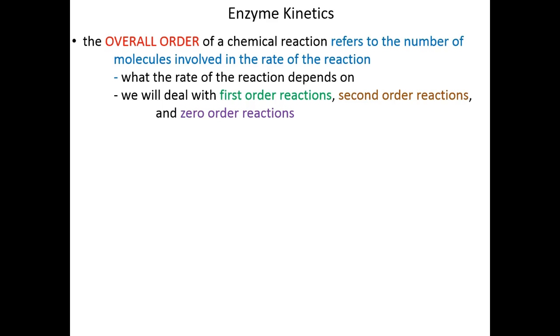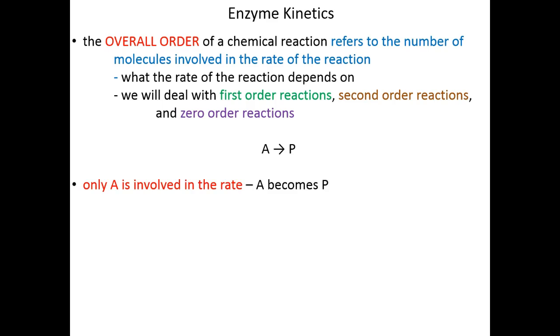We'll deal here in this course with first-order reactions, second-order reactions, and zero-order reactions. Do know that there are third, fourth, fifth-order reactions, and they're just insane. But we'll stick to these basic three here. So let's consider the simplest reaction we can imagine. A is converted into product. A is the reactant and P is the product.